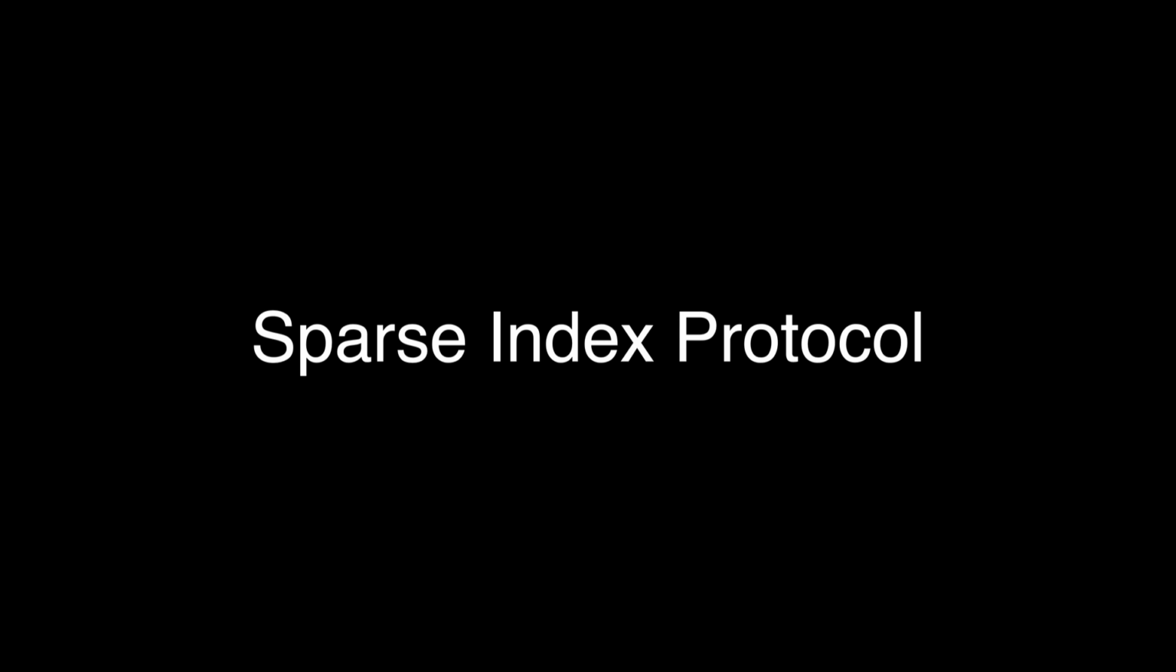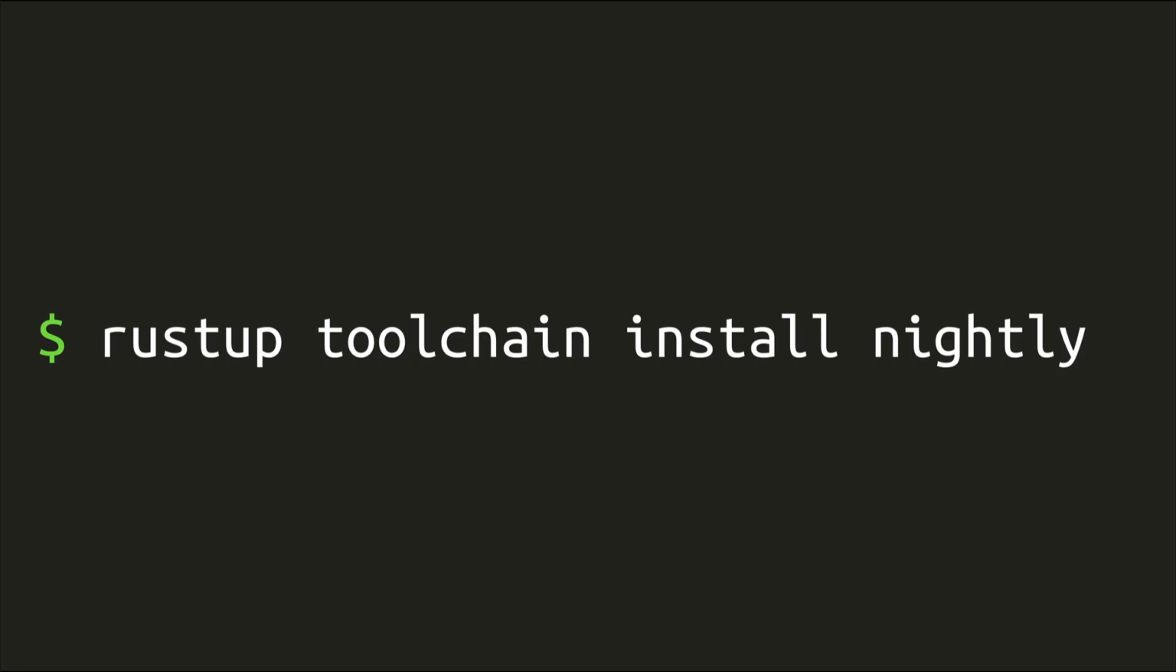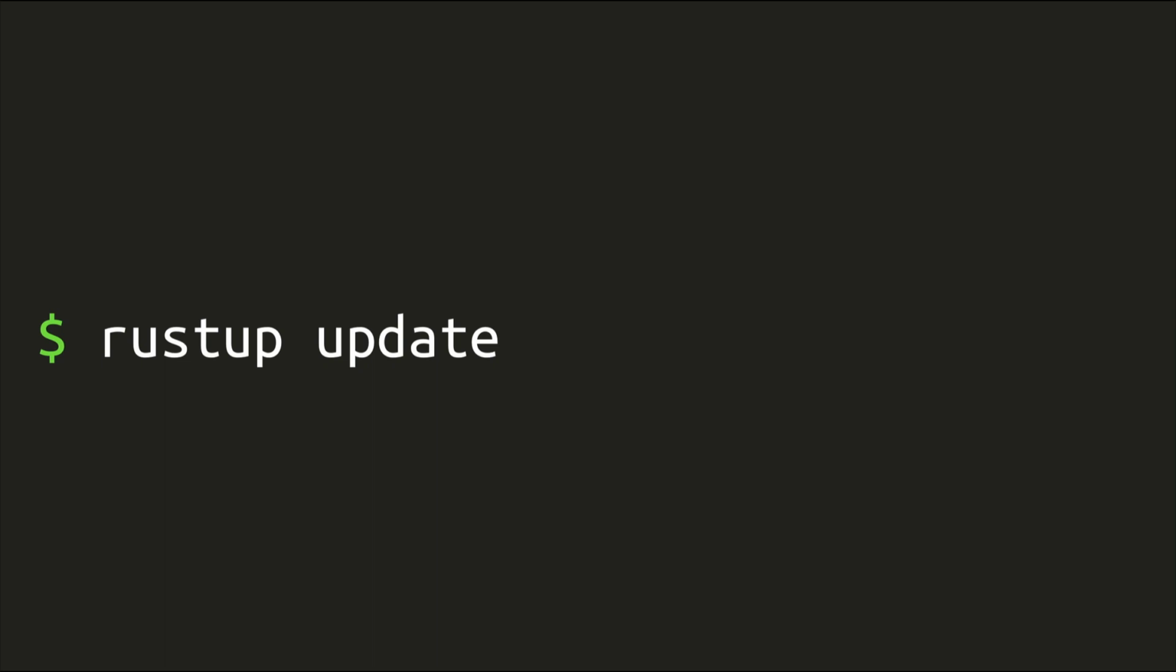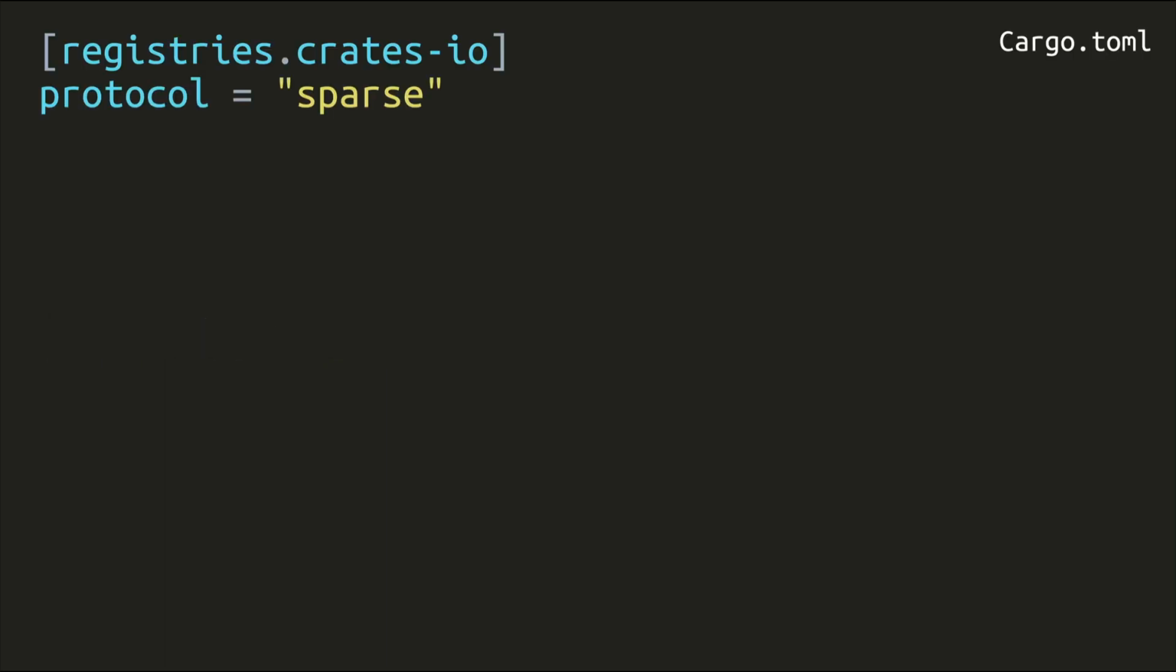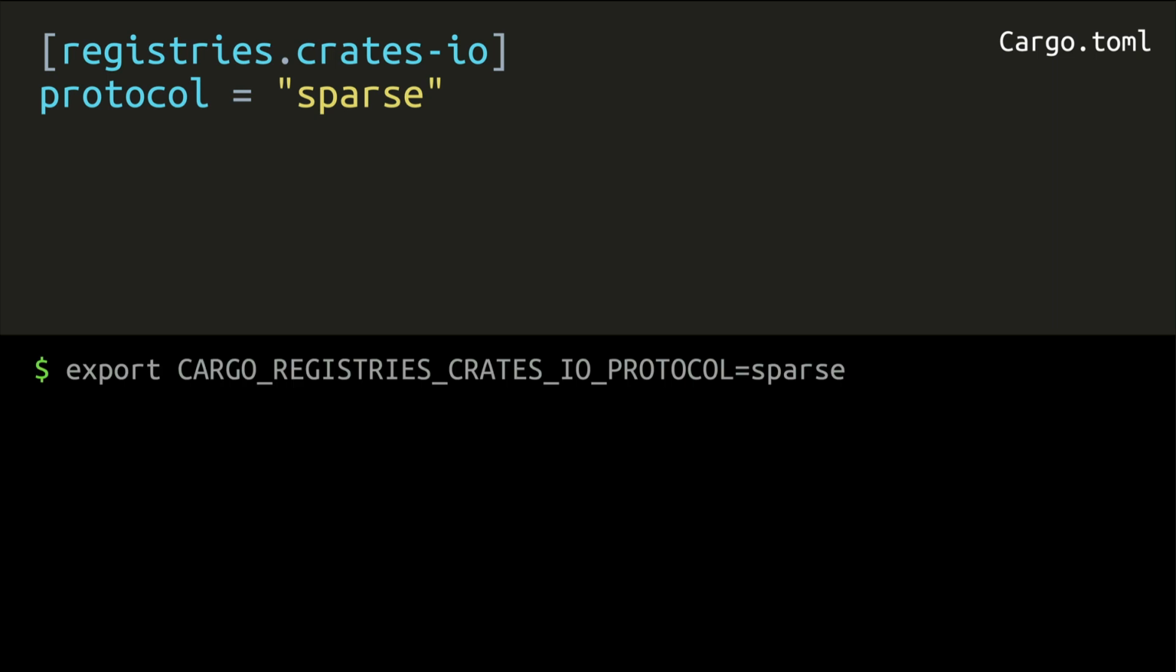To try out the new Sparse Index Protocol, you need to install the nightly version of Rust. If you already have a nightly version of Rust installed, make sure it is up to date by running rustup update to make sure your nightly version of Rust is new enough. Once that is done, then you enable the Sparse protocol by either adding this code snippet to the Cargo.toml file for a project or exporting this massively named environment variable.